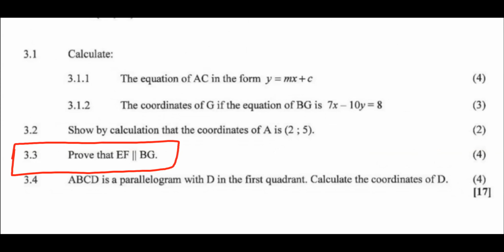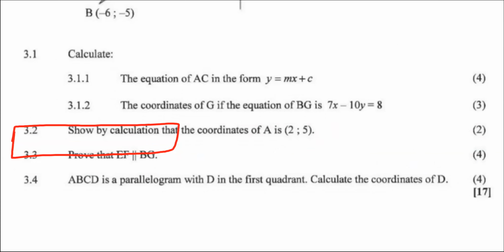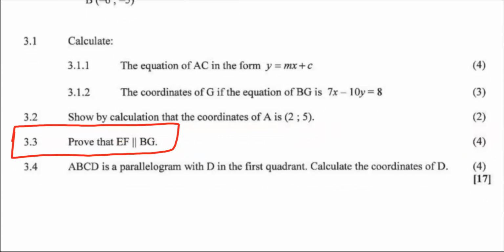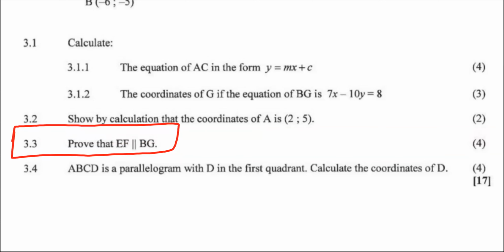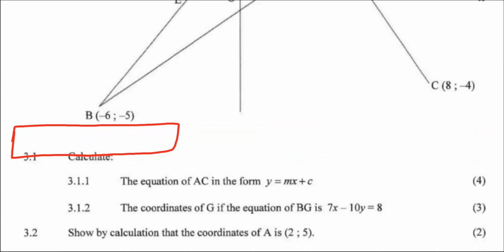Prove that EF is parallel to BG. Okay. In analytical geometry, how do we prove that lines are parallel? Kristen. So, don't the gradients have to be equal? That's correct. The gradient of line EF has to be equal to the gradient of line BG.